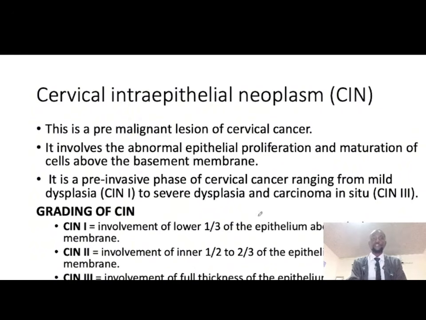So what is CIN1? This is where you have involvement of the lower 1/3 of the epithelium above the basement membrane. CIN2, you have involvement of half to 2/3 of the epithelium above the basement membrane. And CIN3 is where the full thickness of the epithelium above the basement membrane has been involved, and this is what you call a carcinoma in situ.